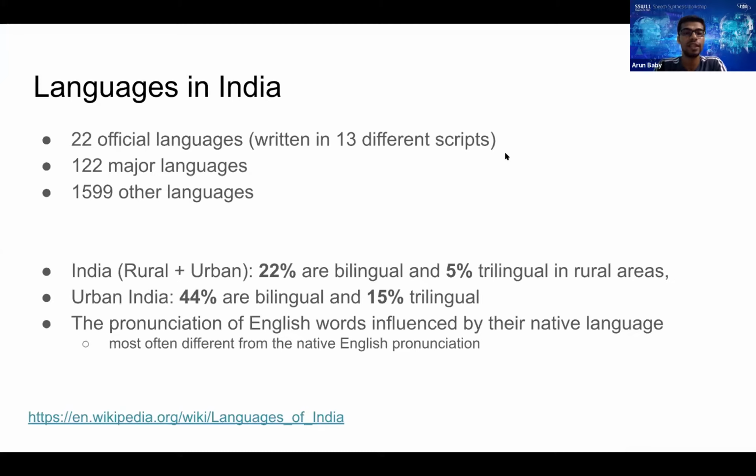So let me start with the languages in India. In India, we have 22 official languages, which are written in 13 different scripts. We have 122 major languages and around 1,600 other languages. And of the Indian population, 22% are bilingual and 5% are trilingual. When I say 22%, that is almost like the population of the United States. And in the case of urban India, it's almost 44%. And the way Indians pronounce English words is highly influenced by their native language.